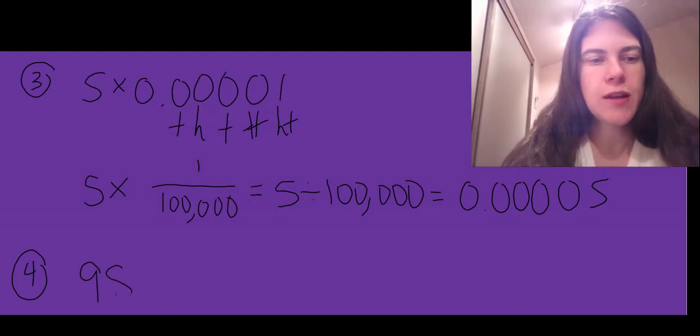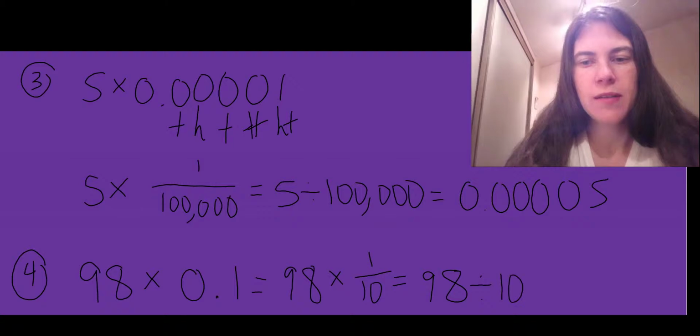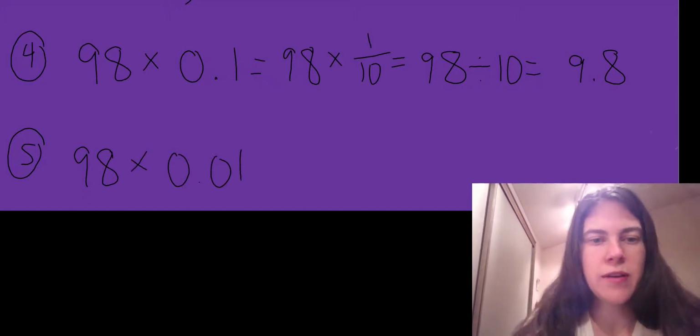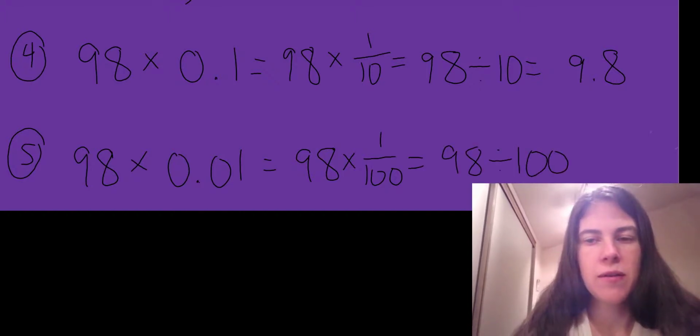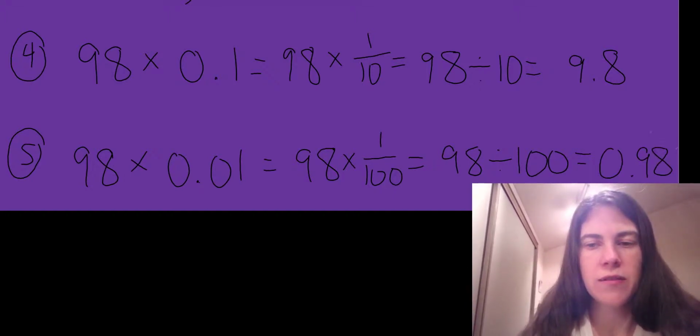Let's do something with 2 digits. 98 times 1/10. So it's 98 times 1/10, which is the same thing as 98 divided by 10, which I know is 9.8. 98 times 100th. 98 in fraction way, it looks like this. Or the division way, it looks like this, divided by 100. So as a decimal, it would be 98 hundredths.